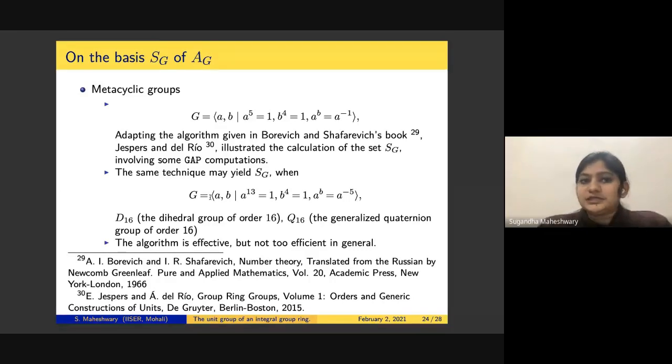For abelian groups, it's the same as the unit group, so I've not repeated it. We already know in what cases we have the generators. Then you saw we have results for alternating groups. And for metacyclic groups, we have just some particular cases where explicit generators are known to us.